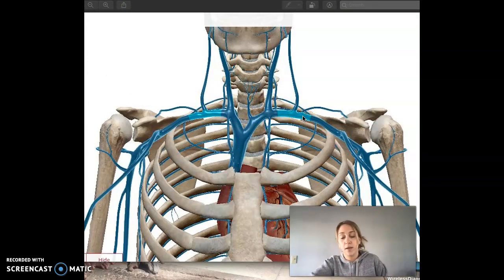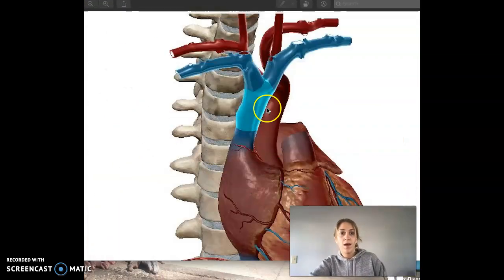So as I mentioned before with the arteries, they're pretty much in the same place. And so this is the left and this is the right subclavian vein. And again, those lead into the external jugulars, and that's the subclavian veins.